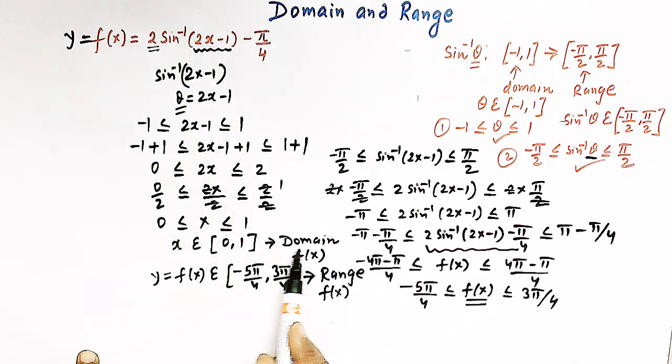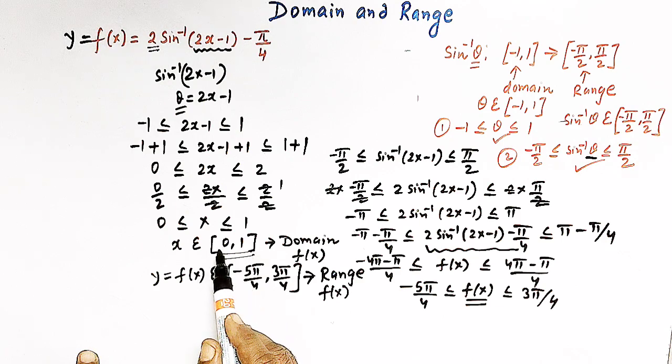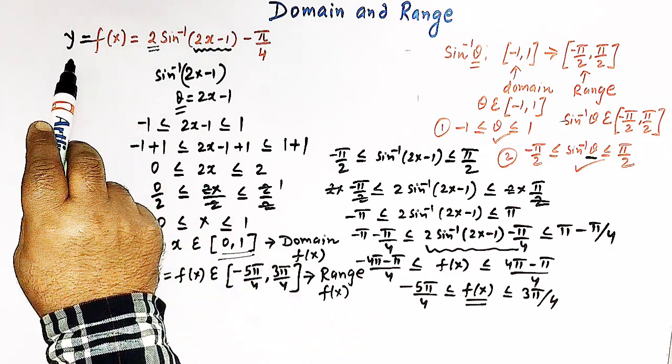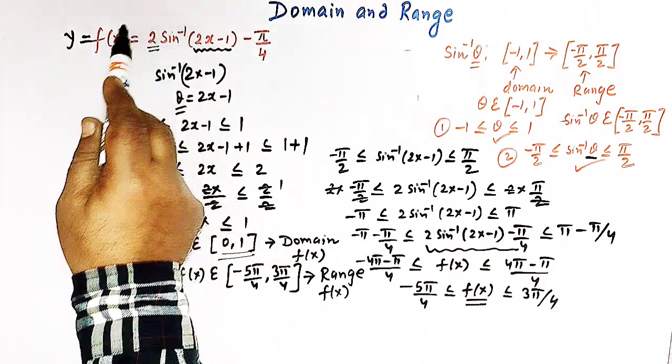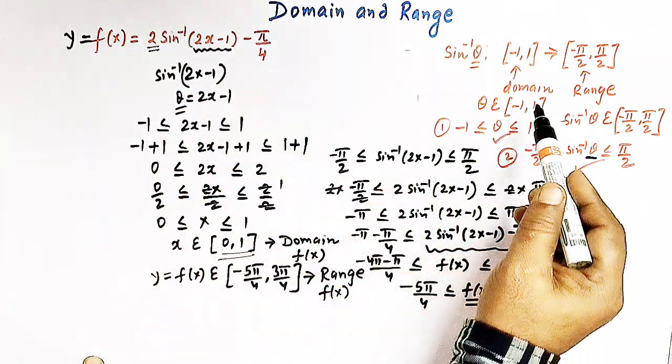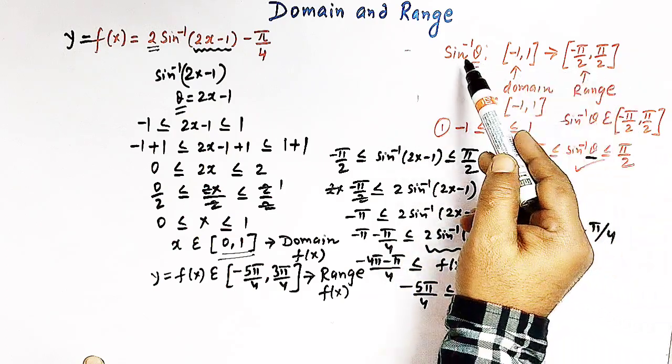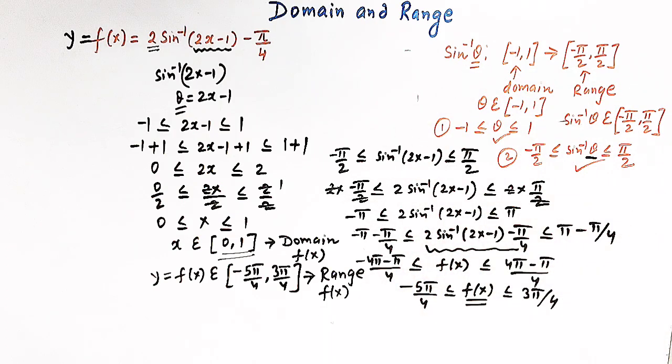So the domain belongs to this interval, that is the closed interval 0 comma 1, and the range belongs to this interval, minus 5 pi by 4 comma 3 pi by 4. So viewers, this is how we can easily find the domain and range of these types of functions using the concept of the principal value branch of inverse trigonometric functions.